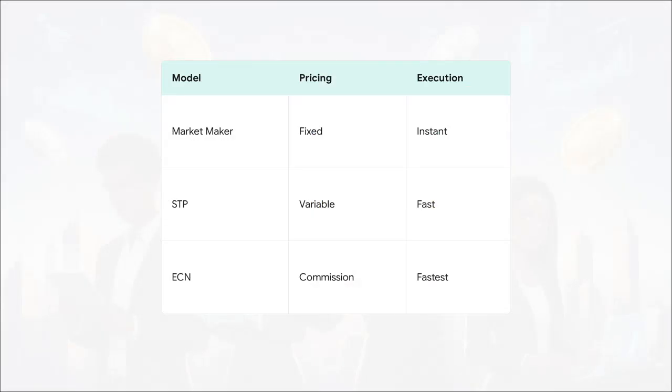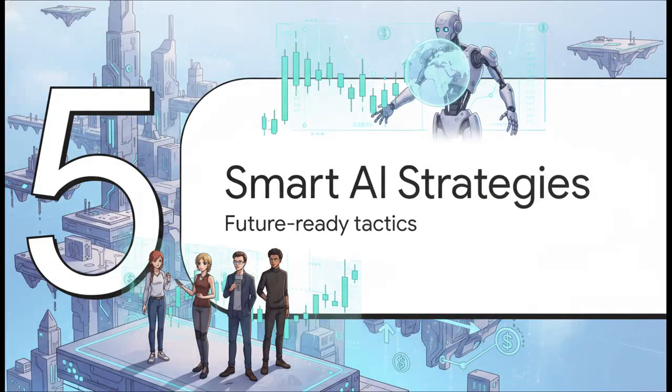So, to quickly summarize your broker options here, market makers give you fixed spreads and instant in-house execution, which is an ideal, super stable environment for beginners. STP models offer variable spreads and fast execution through an external pool, which is fantastic for intermediate traders. And ECN models give you the raw interbank spread plus a small commission, delivering the absolute fastest network matching for pro and algorithmic traders.